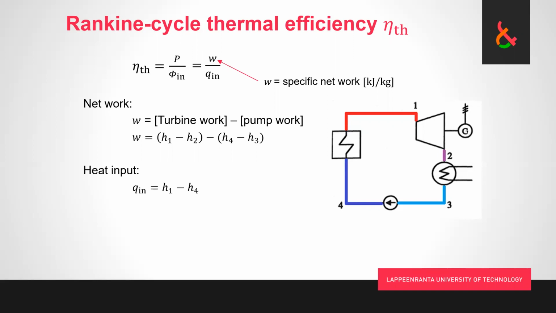And the heat input, similarly, is the enthalpy change over the boiler or heat exchanger component. And then the equation becomes very simple. It's just the difference between the enthalpy differences over the components. And that is the thermal efficiency, or we also call it process efficiency. So those two mean the exact same thing.